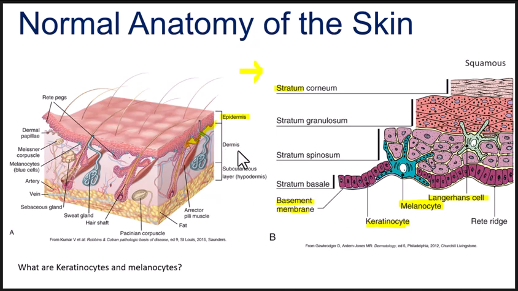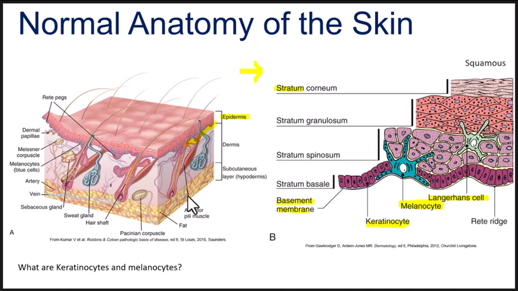Then moving down to the dermis, we can see that beneath the epidermis, this larger, thicker layer possesses various structures, including hair follicles and sweat glands, and various different sensory components that allow us to get feedback from our environment to our central nervous system.